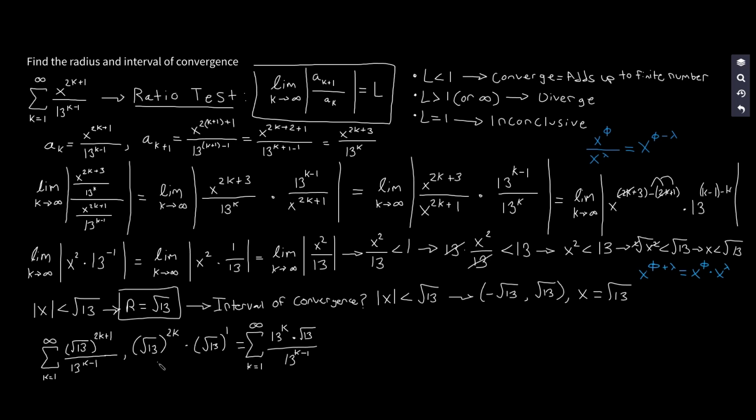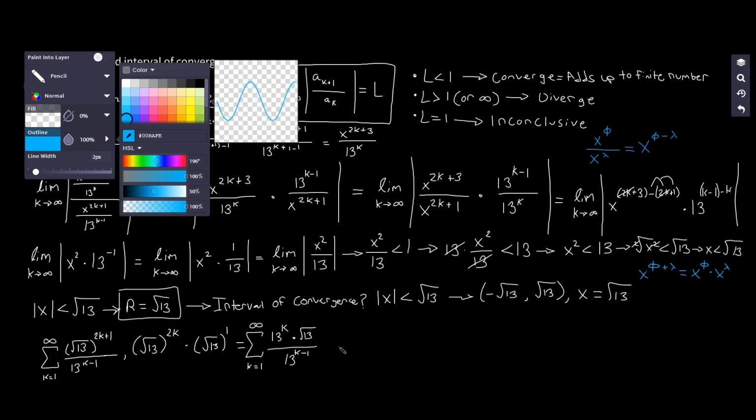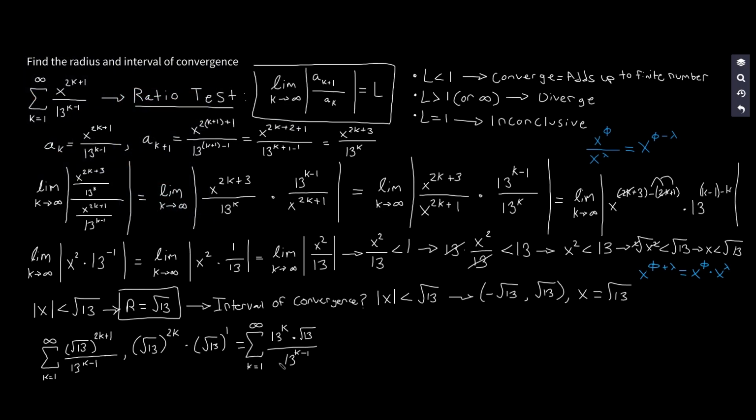So, let's see. If I have the square root of x, if I have the square root of x raised to the power of 2, that's going to equal x because there's an index 2 in here and these are going to cancel. And so that means that 13 is just going to be raised to the power of k.